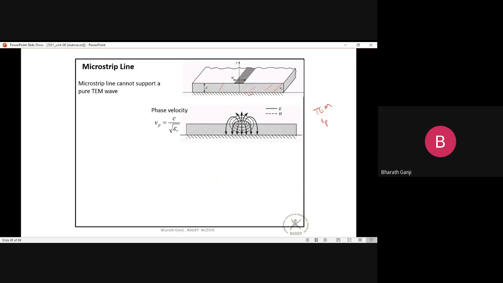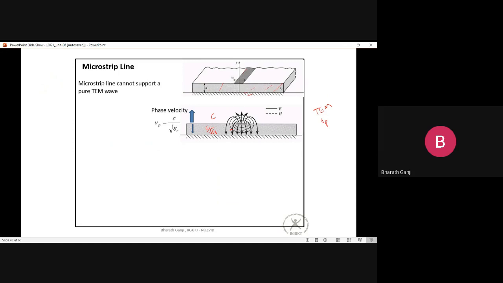But the problem is the electric fields that are present in the air will have a phase velocity c, whereas the field lines which are present in the dielectric medium will have a phase velocity of c over square root of epsilon r. So you can see there is a mismatch of phase velocity of the field lines. If you assume that only a TM wave is propagating, then the electric field lines will have a mismatch in the phase velocity in the air and the dielectric region. So you cannot completely have a transverse electromagnetic wave with the same phase velocity everywhere, right?